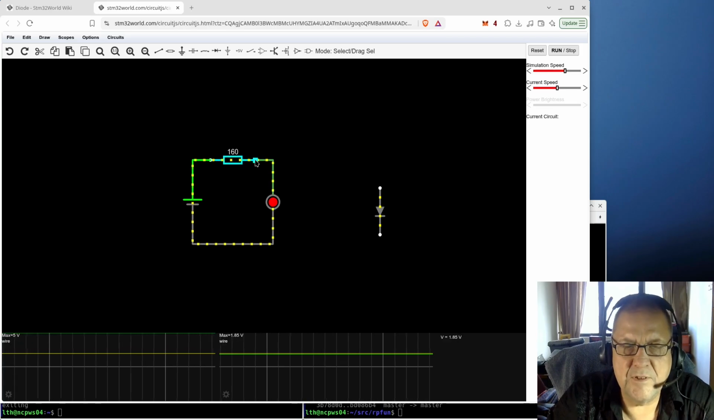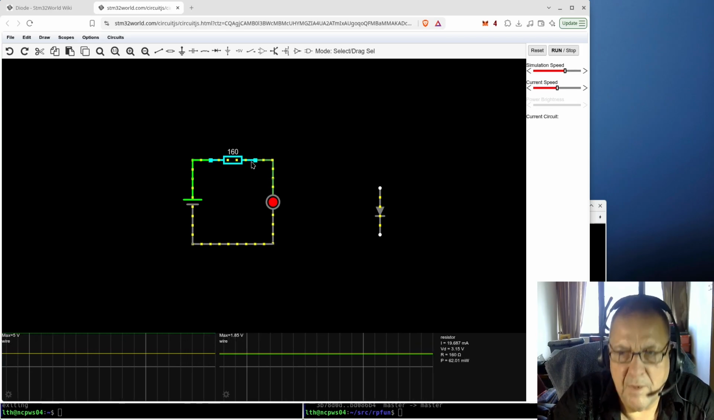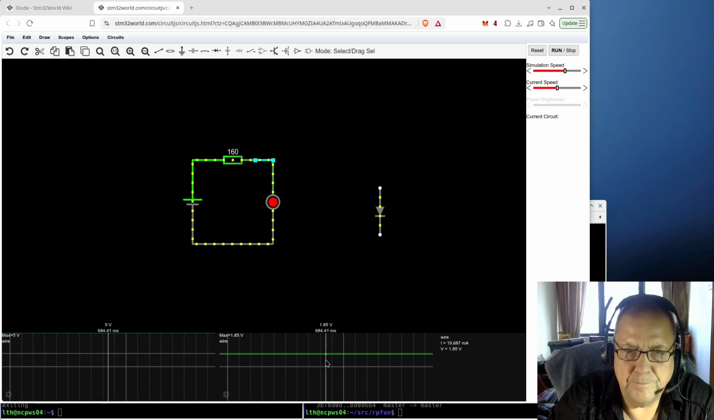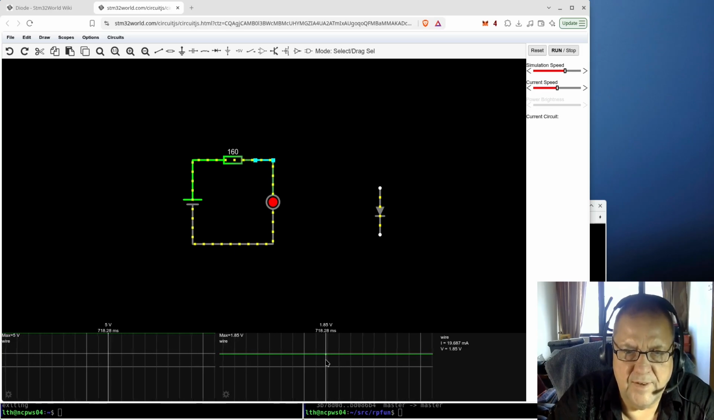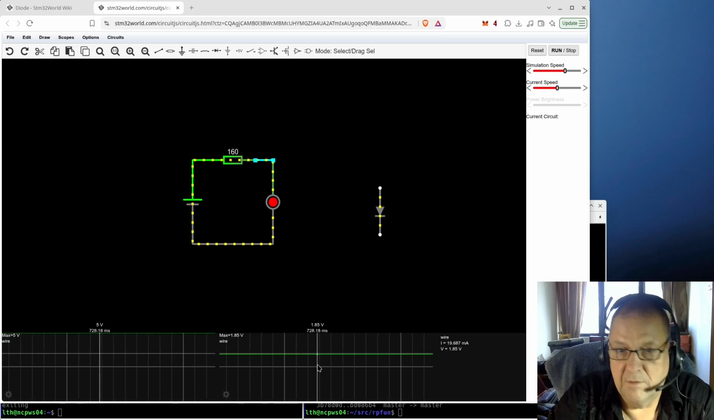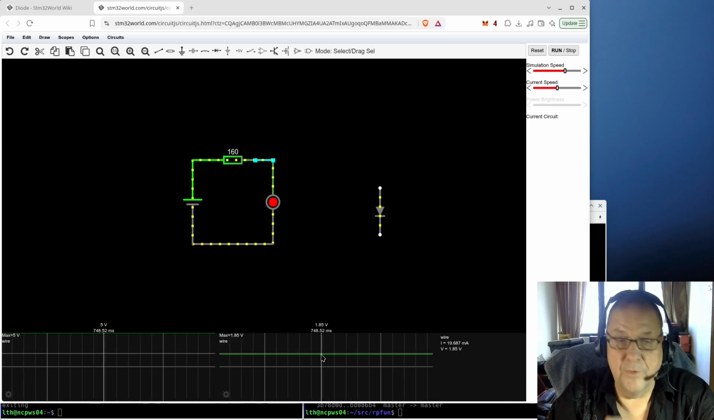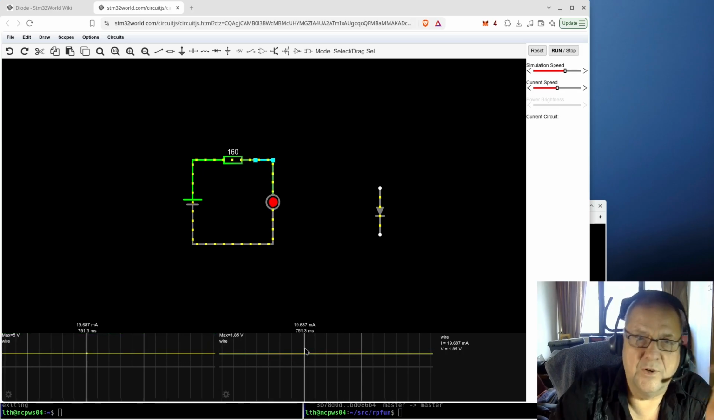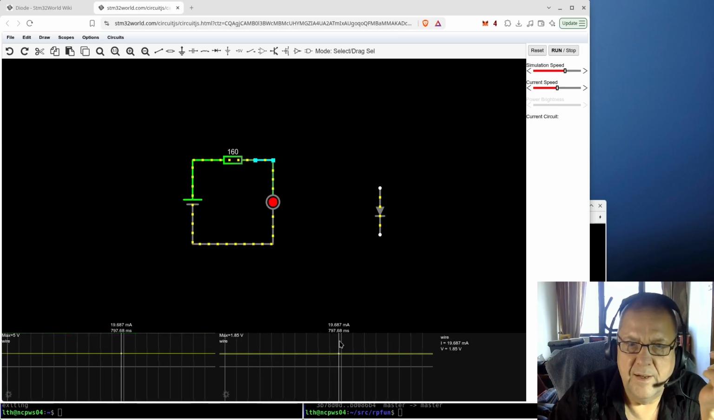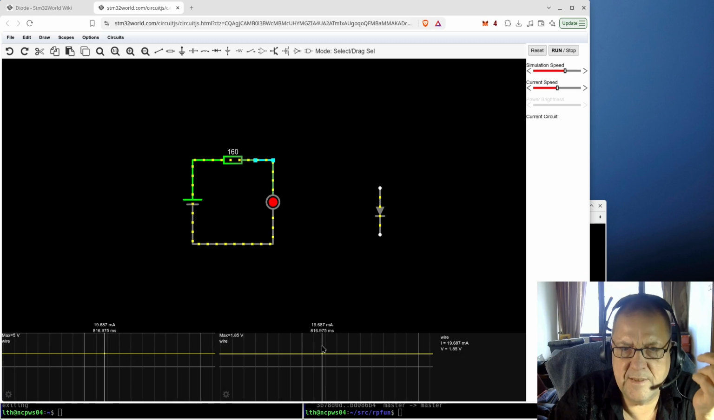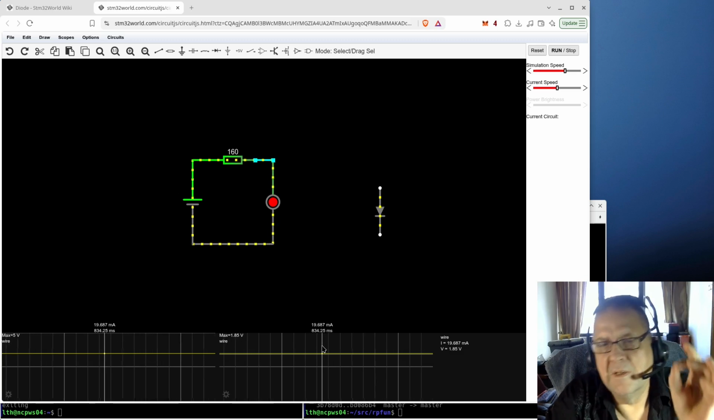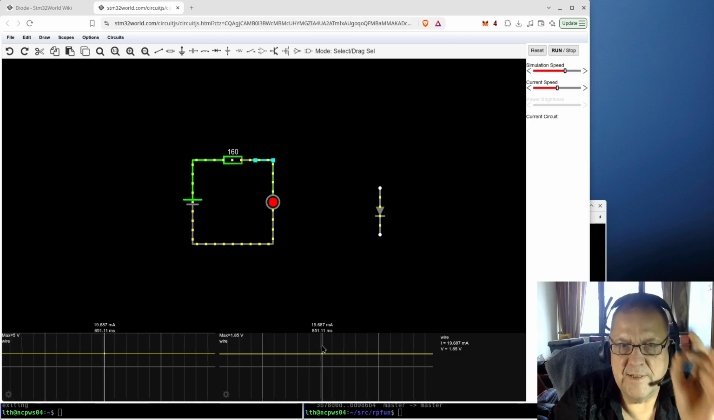That means the voltage drop over the resistor must be 3.15 volts. So using Ohm's law, you can calculate how much current is going to flow through it. And if we look at this, you can see that 19.687 milliamps are going through this particular LED.